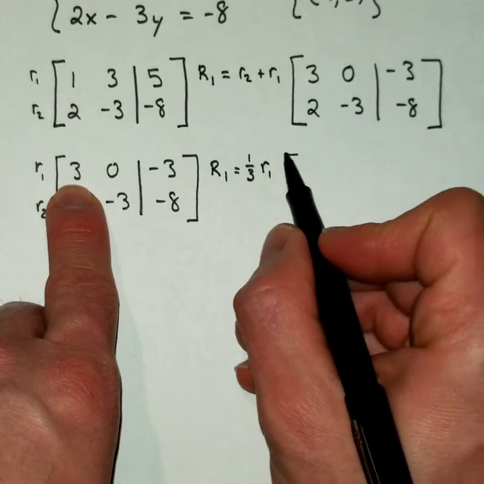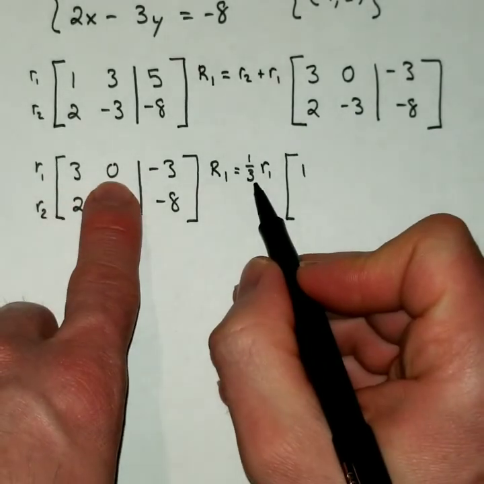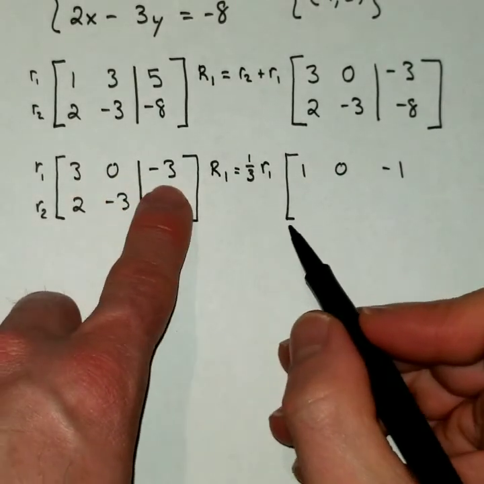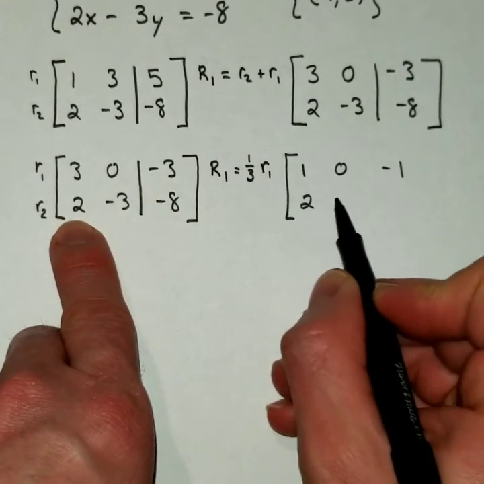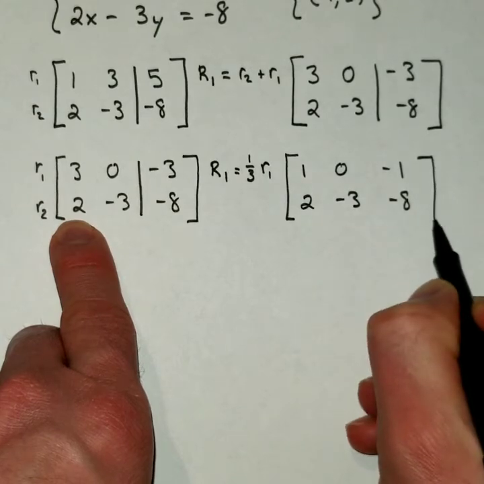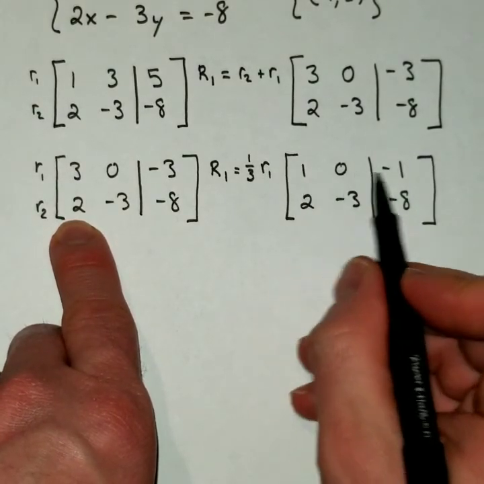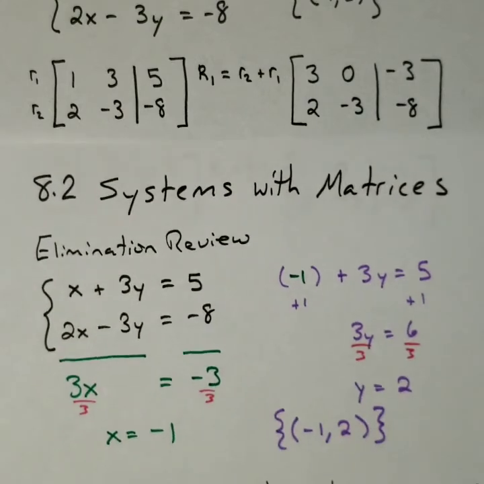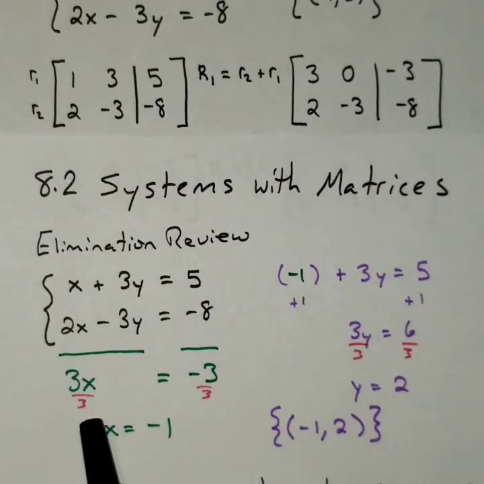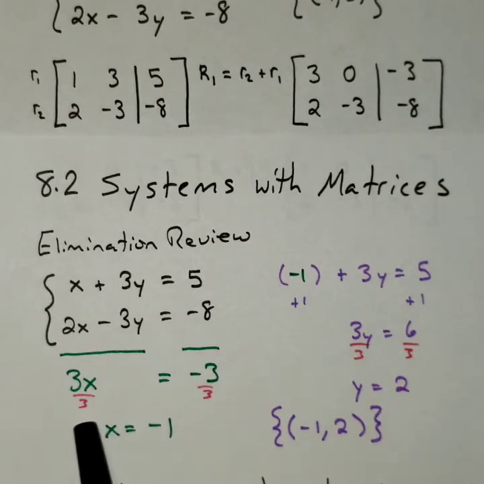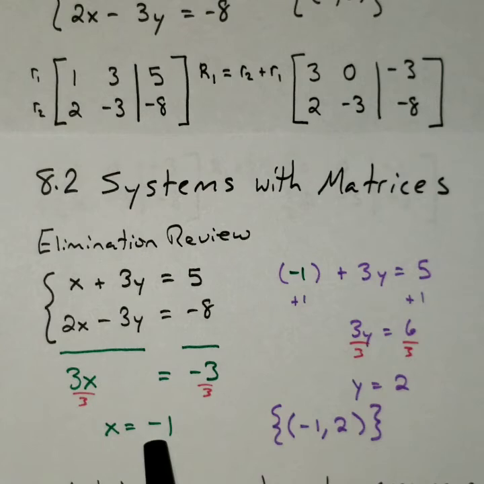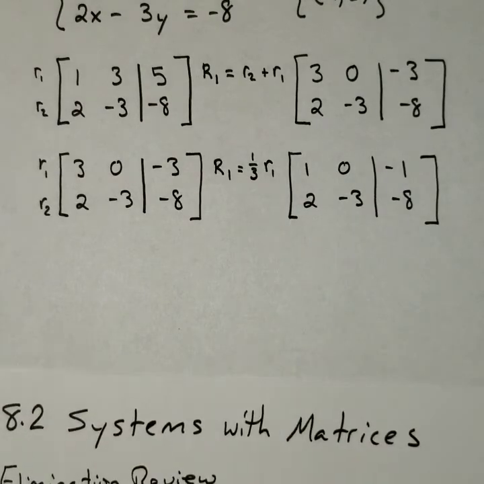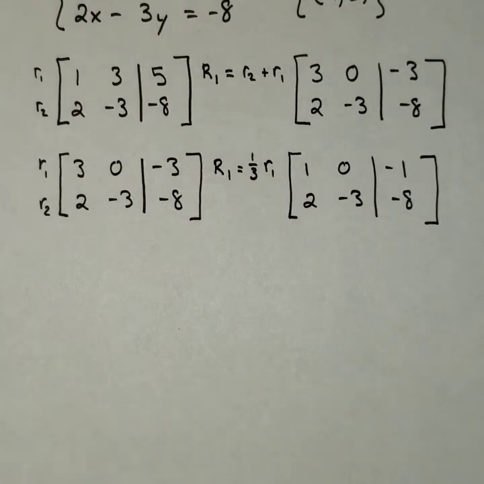Well, 3 times 1/3 is 1. 0 times 1/3 is 0. Negative 3 times 1/3 is negative 1. I'm essentially dividing everything by 3. The bottom row stays the same. And now my top row is 1, 0, negative 1. Notice that in the elimination method, that's equivalent to just dividing out the 3 on both sides and getting a negative 1 answer, x equals negative 1. Well, here we divided out the 3 and got x equals negative 1. Kind of makes sense. So now I've got to find the y value.